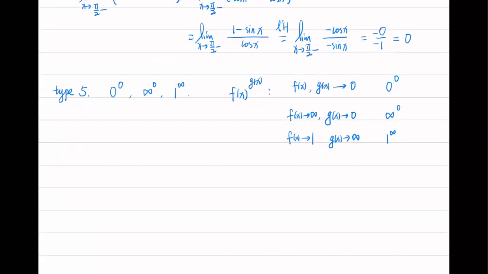A typical example for this one is to try the limit on the positive side. So this we cannot plug in. 0 to the 0th power with... it is 0, but I'm not sure of the limit.